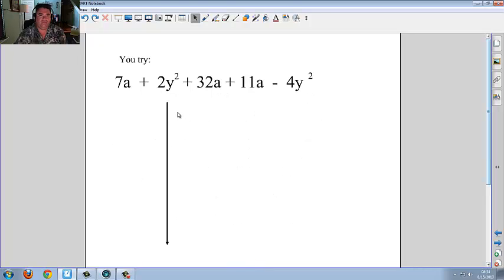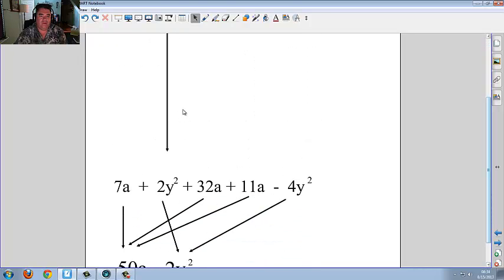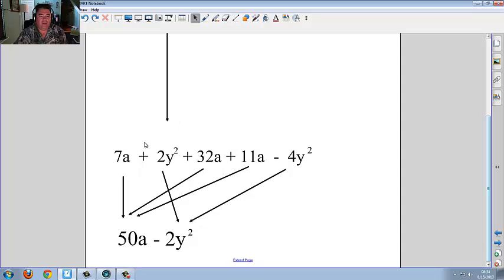You try. Same idea. 7a plus 11a plus 32a makes 50a. 2y squared minus 4y squared makes negative 2y squared, negative because the minus is included.